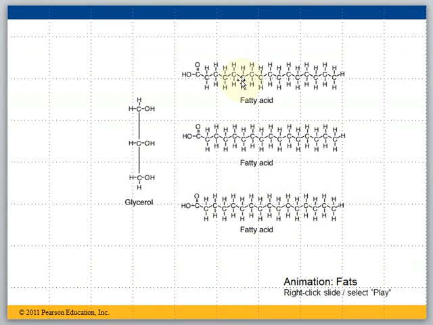Down below here we have an animation. So if you want to right-click and play this animation, you'll see this combination. It's going to be a dehydration reaction that occurs, and these 3 fatty acid chains will connect to the glycerol.